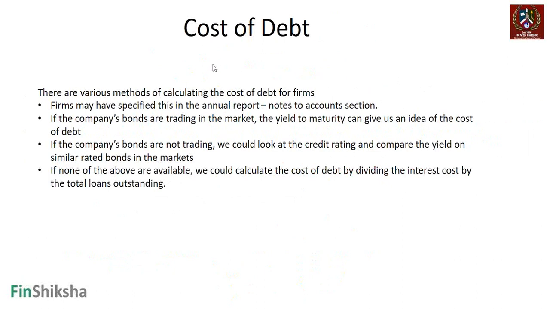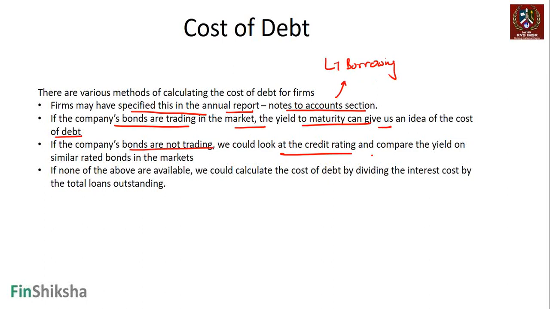So how do we get cost of debt? Either the firms would have specified in the annual reports, in the notes to accounts section under, let's say, long-term borrowings, what the long-term borrowings are, right? If the bonds are trading in the market, the YTM, or yield to maturity, can give us the expected cost of debt.